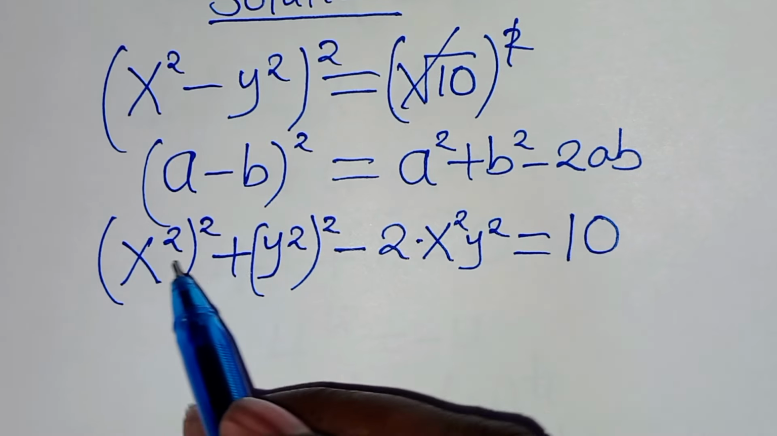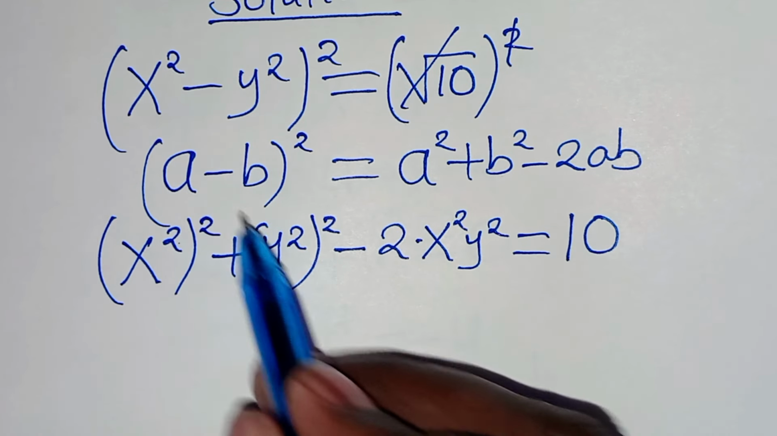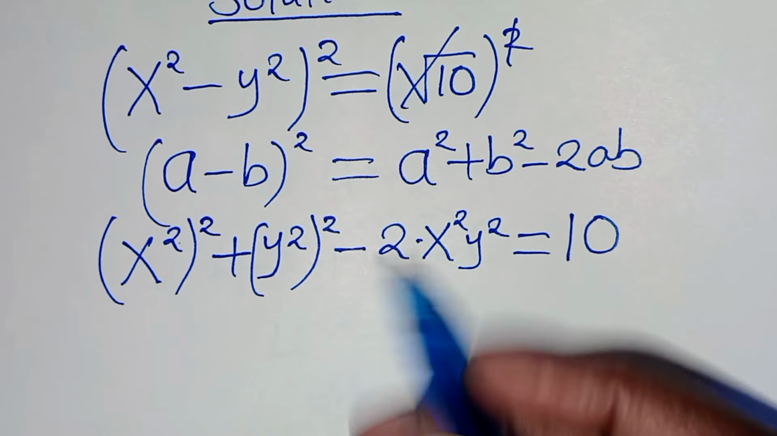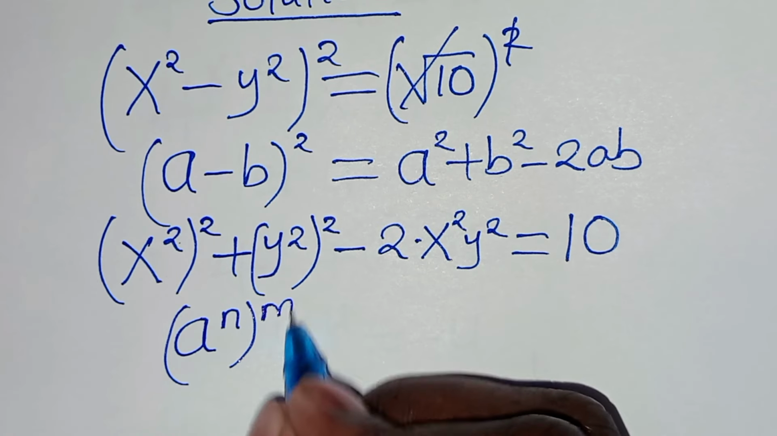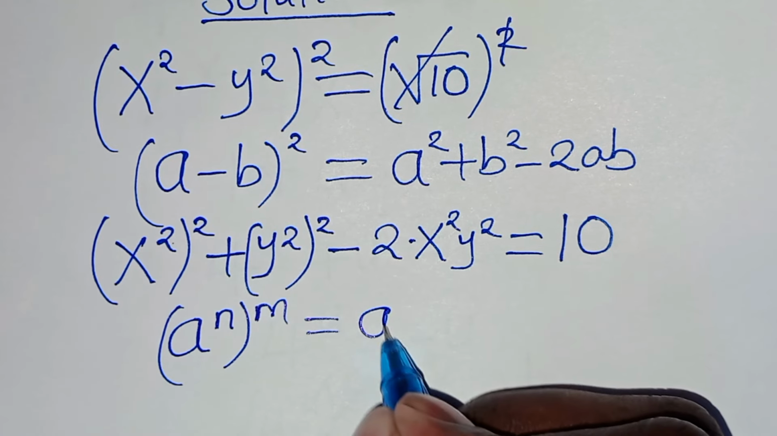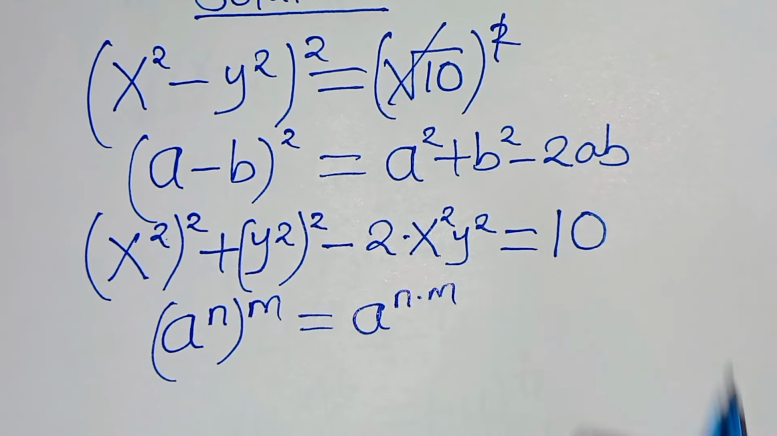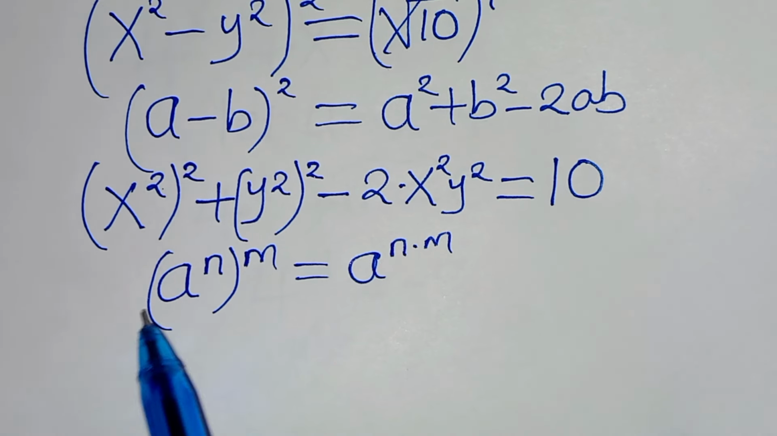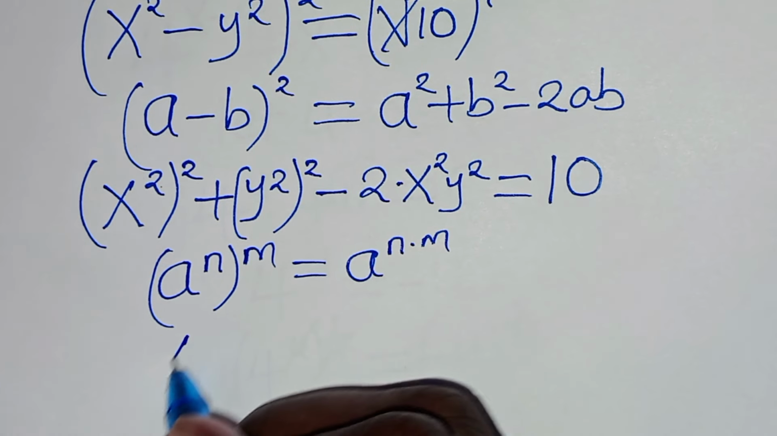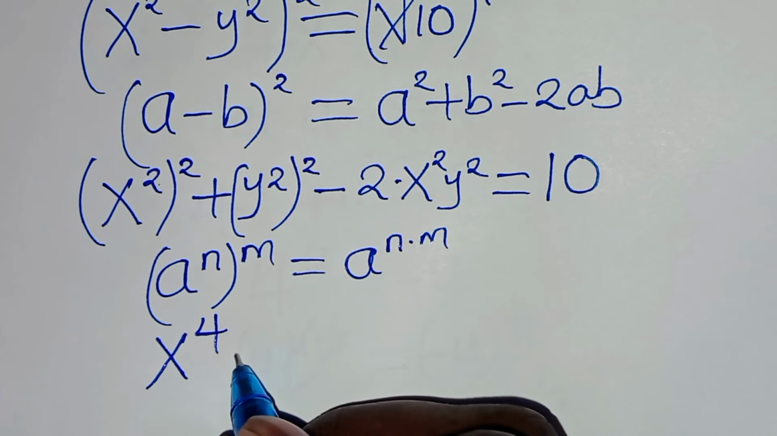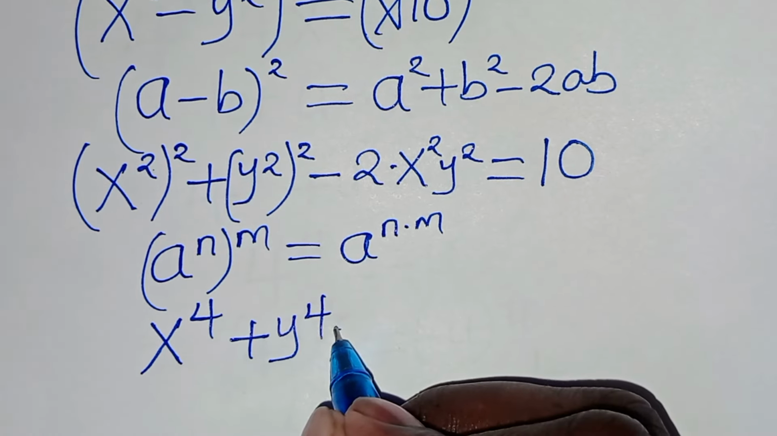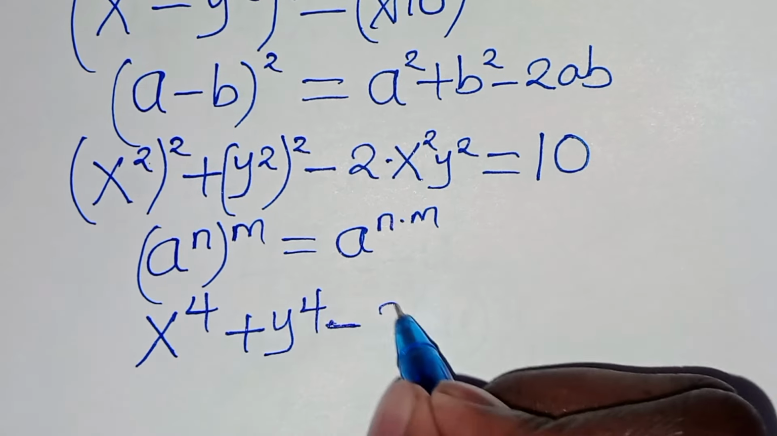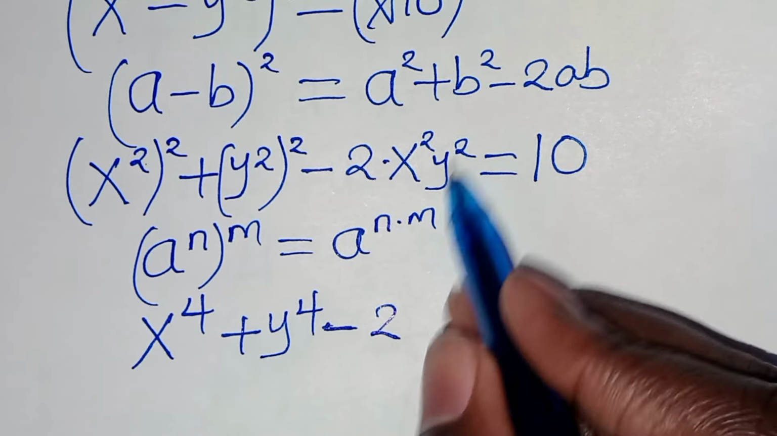The next step from here, x to the power of 2 raised to the power 2 and y to the power of 2 raised to the power 2. This is in the form of a to the power of n raised to the power m, which we can express as a to the power of n times m. Applying this identity, here we have x to the power of 4 plus y to the power of 4, then subtract 2 x squared times y squared.